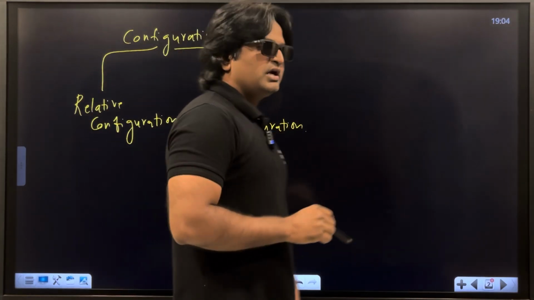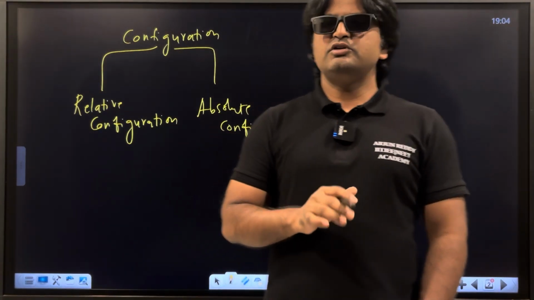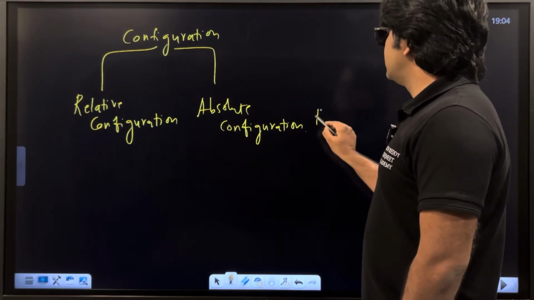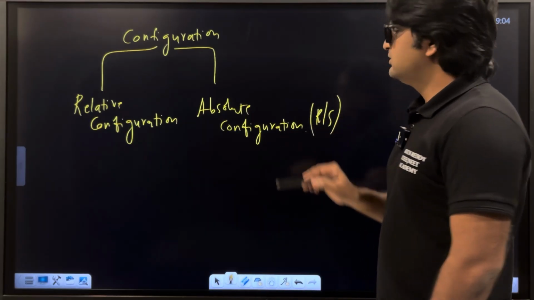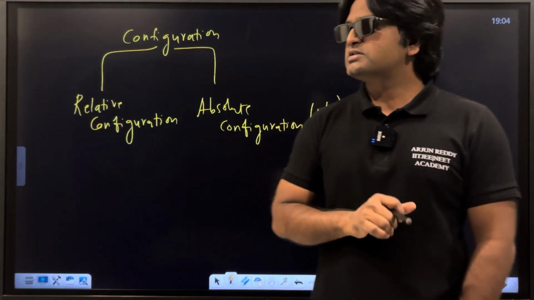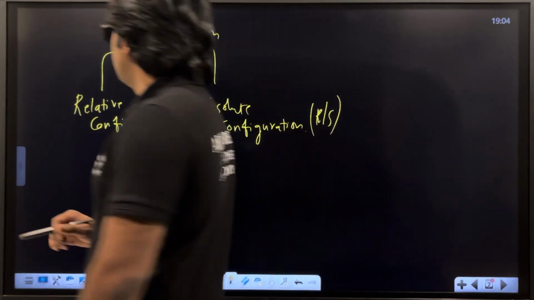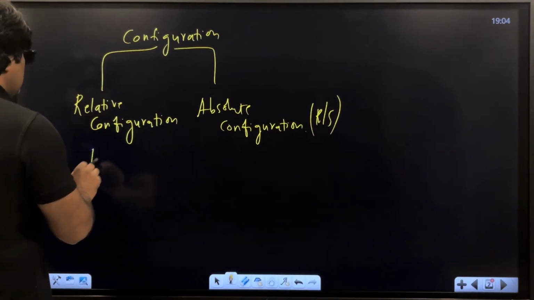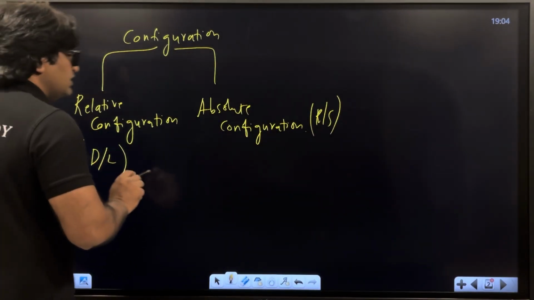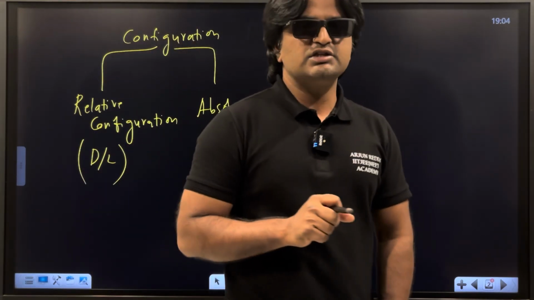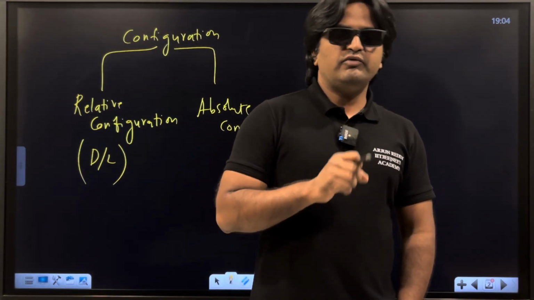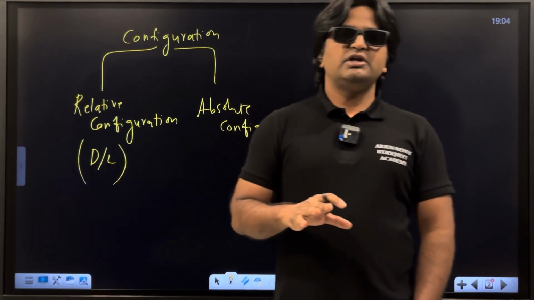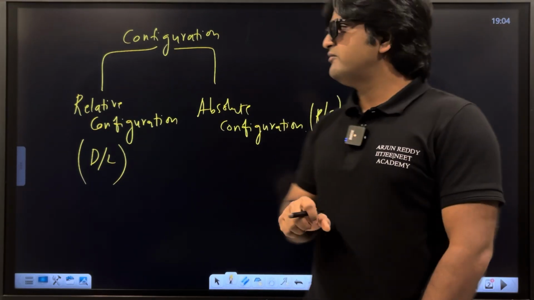Relative configuration and absolute configuration. Absolute configuration is nothing but RS configuration. Relative configuration is nothing but DL configuration. So what is the difference between these two, and where are we applying DL configuration and RS configuration? We will see now.